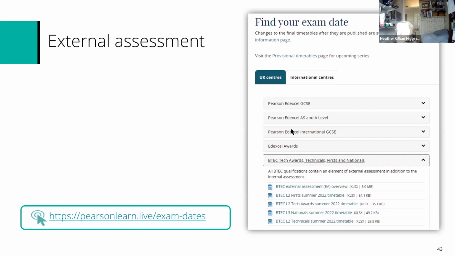So this is here on the right-hand side of the screen, finding your exam date, and it gives you a timetable. That's from two years ago, obviously, we can't put this year's up yet, but do keep checking it, because there might be changes to dates, and you need to be prepared for that.